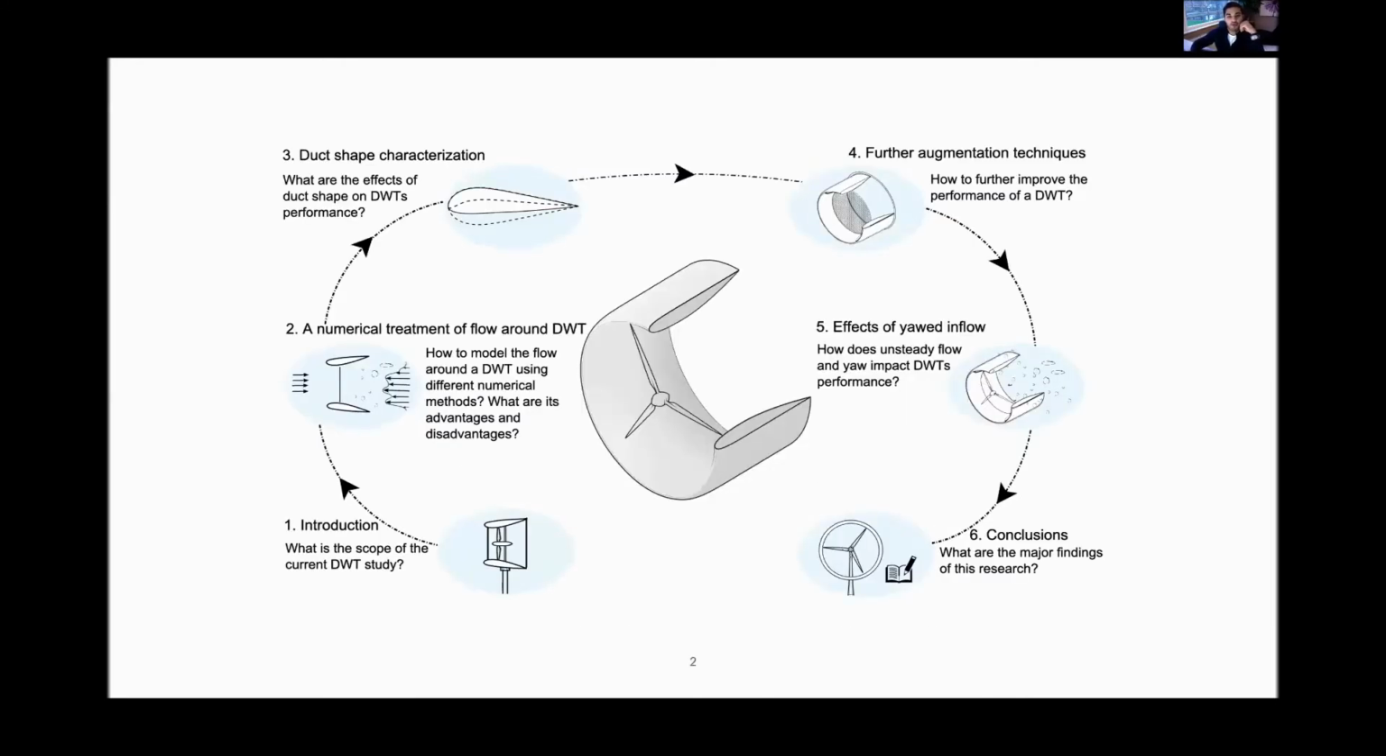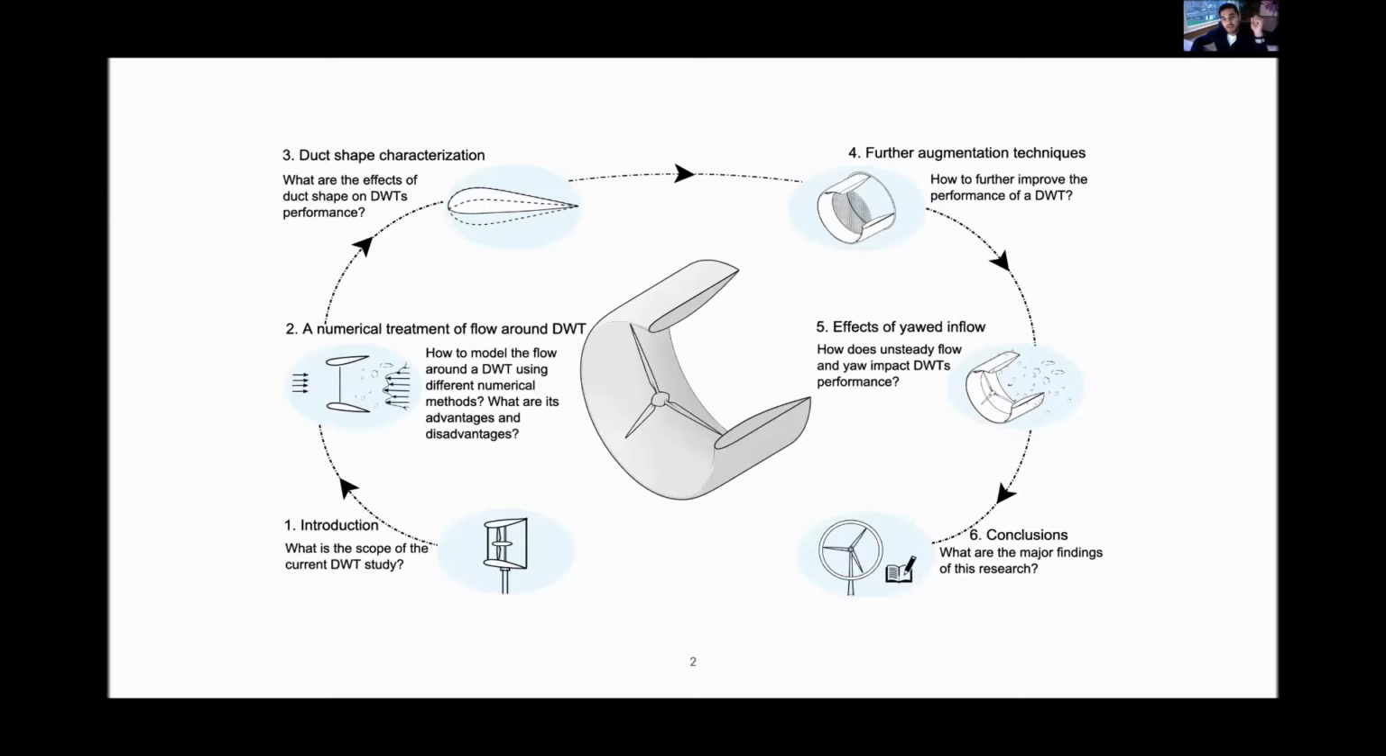During the course of my PhD, I listed a number of questions which could be addressed during my time, some of which you can see here. The first one: what is the current scope of ducted wind turbines in the market? How do I model the flow around ducted wind turbines, both for aerodynamic and acoustic calculations? What would be the optimal duct shape for a given configuration? And are there any further augmentation techniques, or add-ons, that could enhance the power in a certain way?